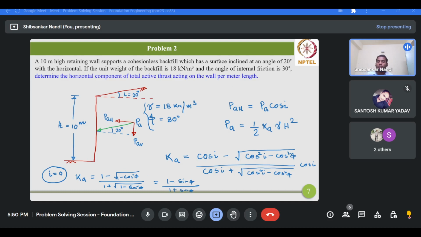So it goes back to the earlier scenario, where the top of the backfill surface was assumed to be horizontal. So this is the most generalized scenario. You can consider the provision for an inclined backfill surface; the inclination of the backfill surface is considered in this expression. And if you put I equals 0, that means for a horizontal backfill surface, you can easily get the expression as (1 minus sin phi) divided by (1 plus sin phi). But this is not the case for this problem.